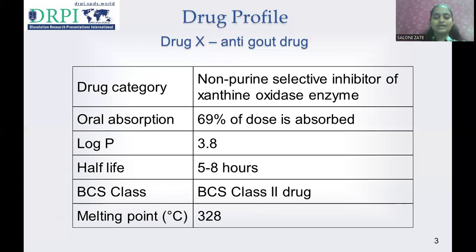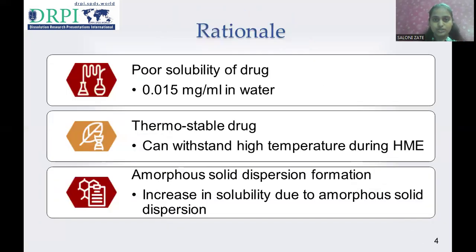Drug profile: Drug X is an anti-gout drug belonging to the category of non-purine selective inhibitors of the xanthine oxidase enzyme. Oral absorption is 69% of the dose. Log P is 3.8, half-life is 5 to 8 hours, BCS class 2 drug, and melting point is 328 degrees Celsius. Rationale: Drug X is a BCS class 2 drug having poor solubility in water, which is 0.01 mg per ml.